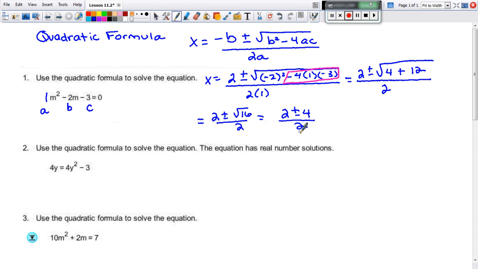Okay, what you want to do is look at all three of these numbers and see if you can divide them by the same number, and we can divide them all by 2, so let's go ahead and do that. Dividing by 2 is like taking half, so half of 2 is 1, plus or minus half of 4 is 2, and then 2 divided by 2 is 1, but if you have 1 on the bottom of a fraction, you just leave it alone. So you split this apart. We've got 1 plus 2, that equals 3, and 1 minus 2, that equals negative 1. So 3 and negative 1 are your answers to that problem.